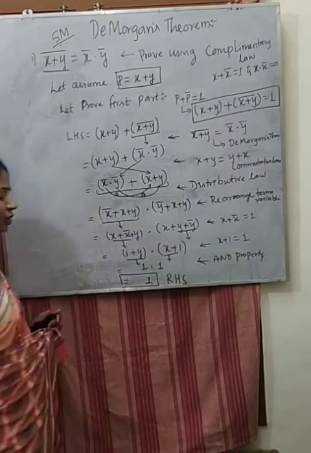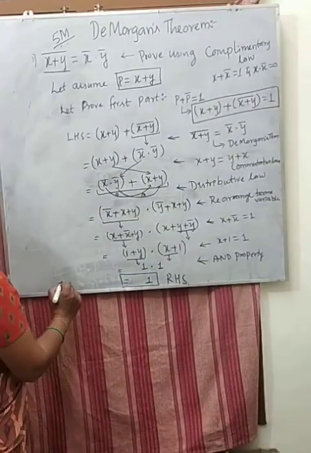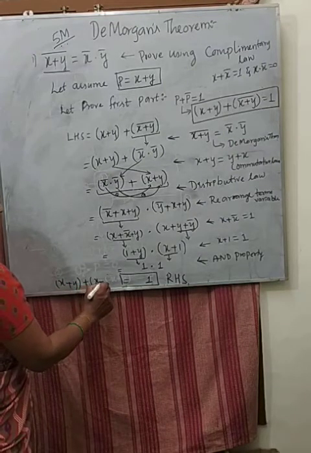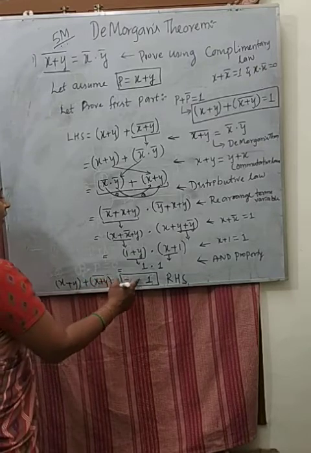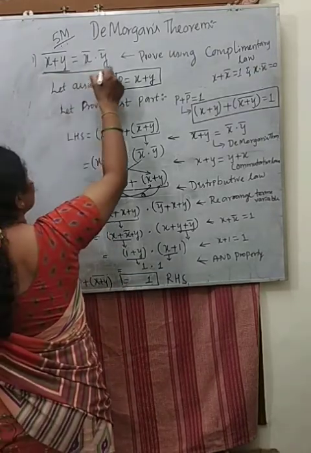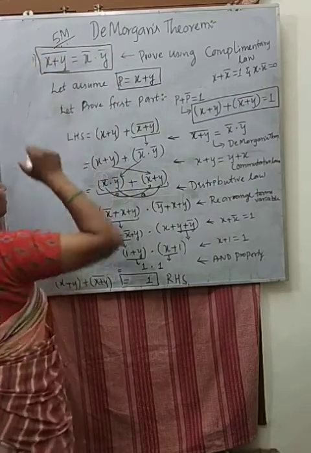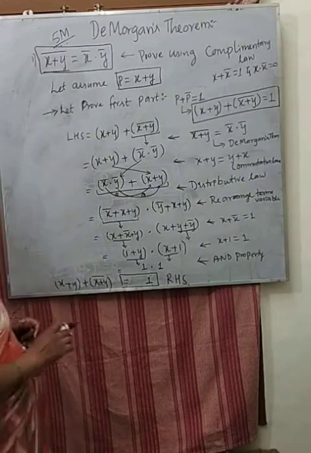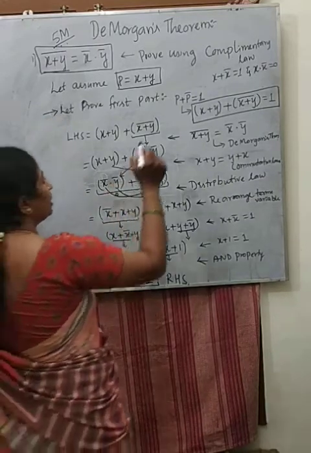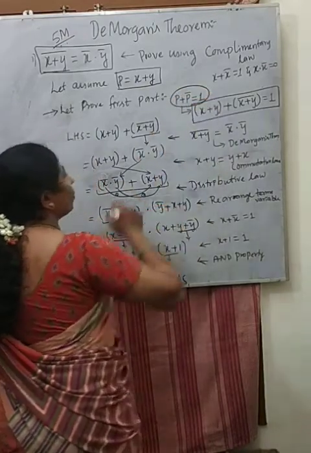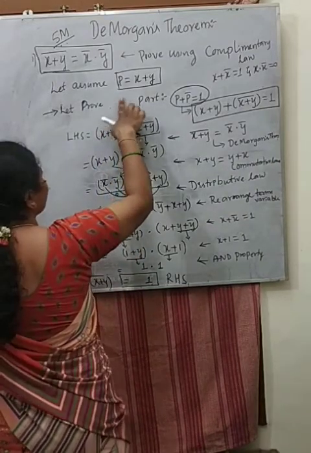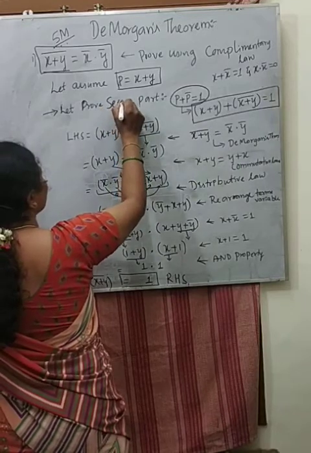We got LHS equal to RHS, that is x plus y plus x plus y whole complement can be written as 1. Then this is equal to this. We have proved only the first part, that is p plus p complement is equal to 1. Now we need to prove the second part. What is the second part?